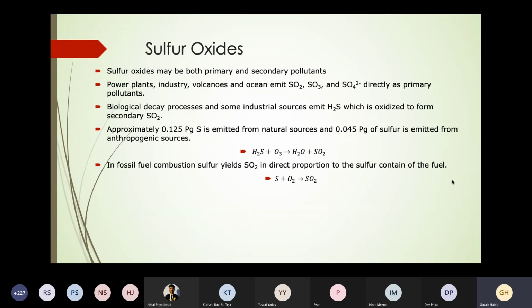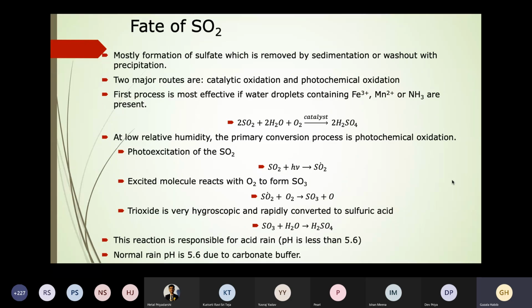Okay, fate of SO2. How does SO2 get removed from the atmosphere? Two major routes are catalytic oxidation and photochemical oxidation. Catalytic oxidation is actually an aqueous phase reaction: SO2 reacts with 2H2O plus O2 and forms H2SO4, and this H2SO4 can be scavenged from the atmosphere during rain, which is also known as acid rain, or if ammonia is present, then it can be converted to ammonium sulfate, which is the aerosol.